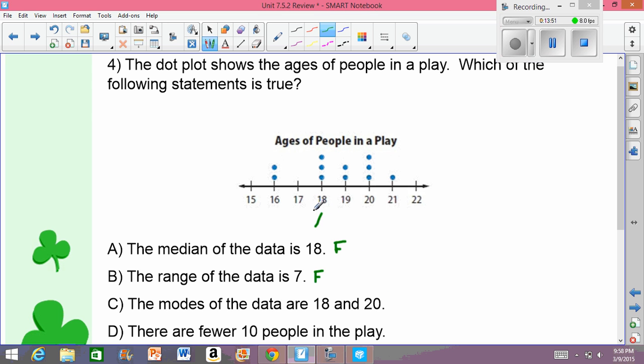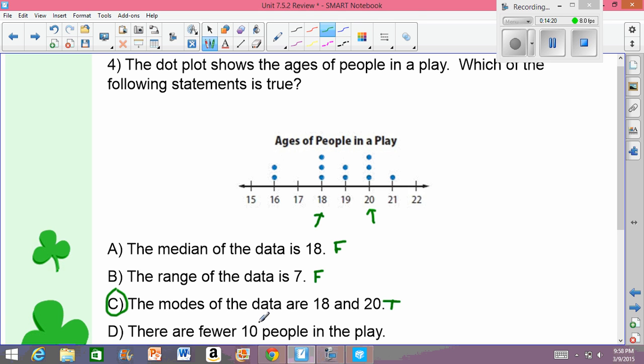So let's go have a look at 18. And I see that there are 3 people age 18. And if I look at 20, I can see that there are also 3 people for age 20. None of the other pieces of data have 3. So that makes statement C a true statement. And remember, we were looking for that true statement. But we're going to check statement D as well.